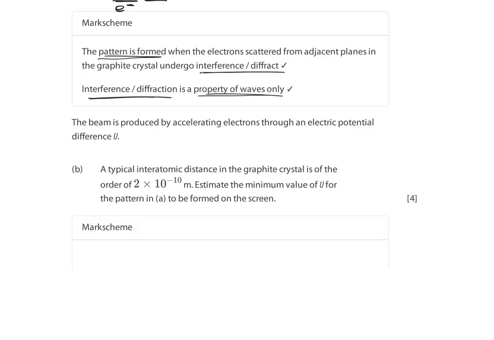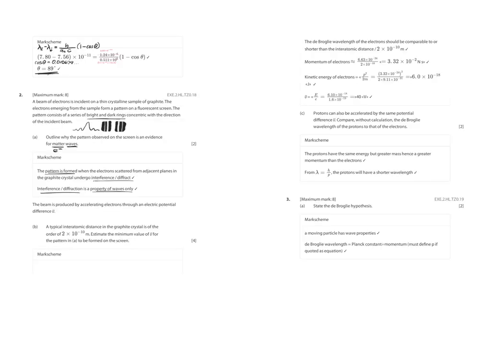2b says the beam is produced by accelerating electrons through a potential difference U. The typical interatomic distance in the graphite crystal is 2 times 10 to the negative 10 meters. What's the minimum value of the potential difference for the pattern to be formed on the screen? 4 points, 4 marks. So here's a couple things going on here. Let's go to the next page.